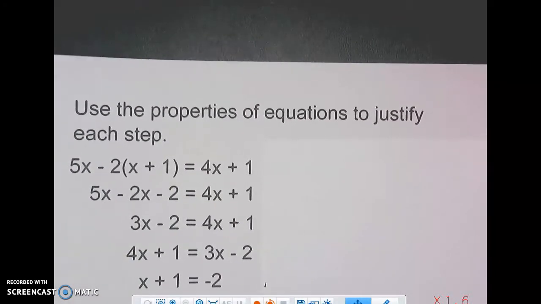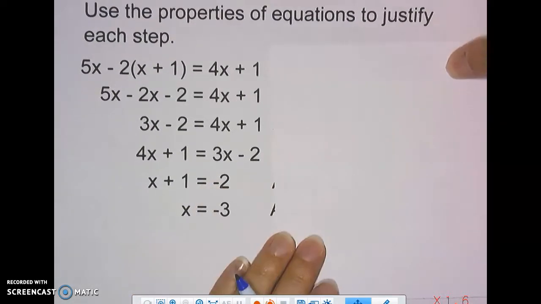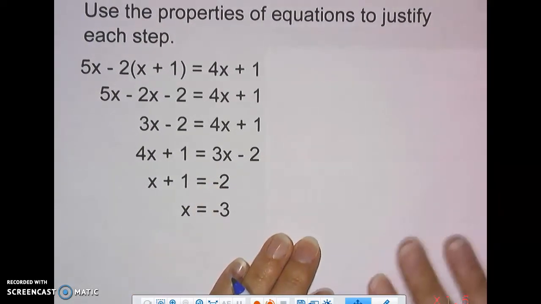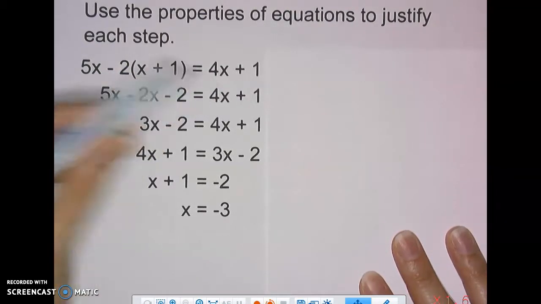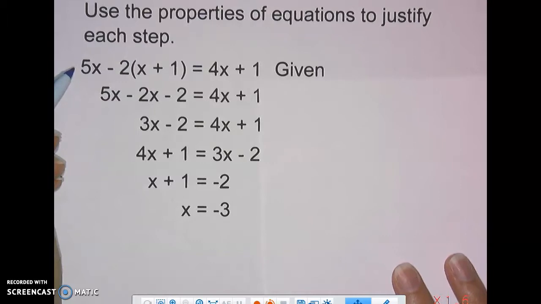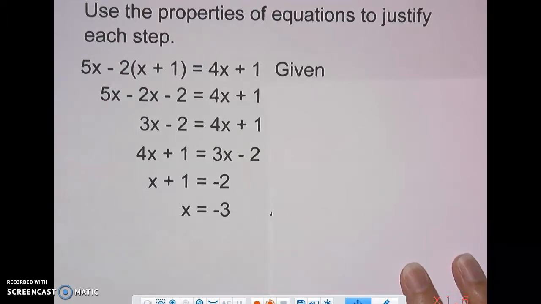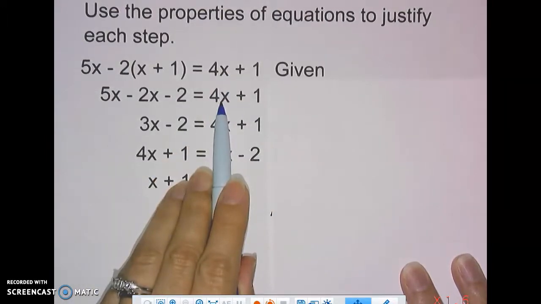So our next question here. All right, so we have 5x minus 2 times the quantity x plus 1 equals 4x plus 1. Well, our first step, we didn't do anything to get that. That was just given. Okay, to go from the first given step down to this next line, what's changed? What's happened? Well, automatically I noticed that this 4x plus 1 has stayed the same, so nothing happened over there.